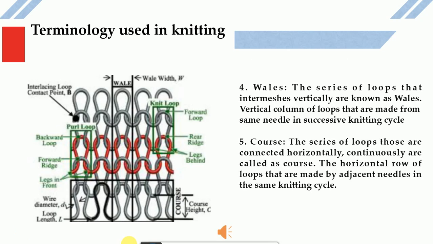4. Wales. The series of loops that intermesh vertically are known as wales. Vertical column of loops that are made from the same needle in successive knitting cycles.